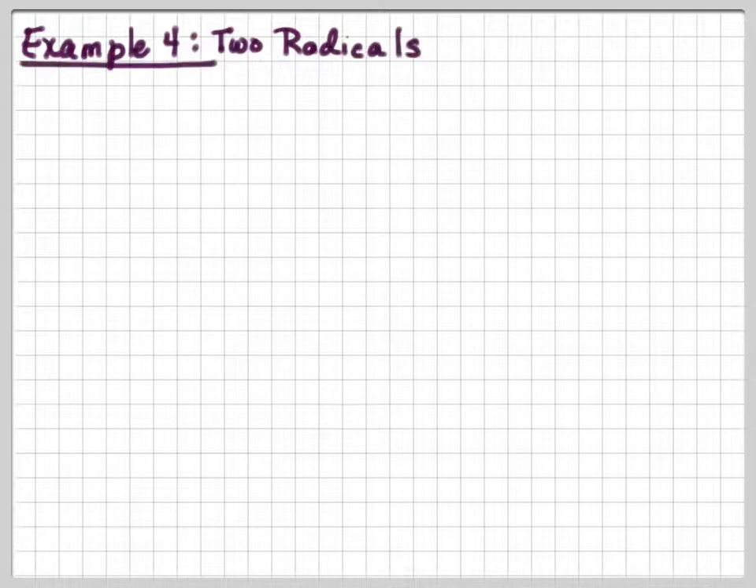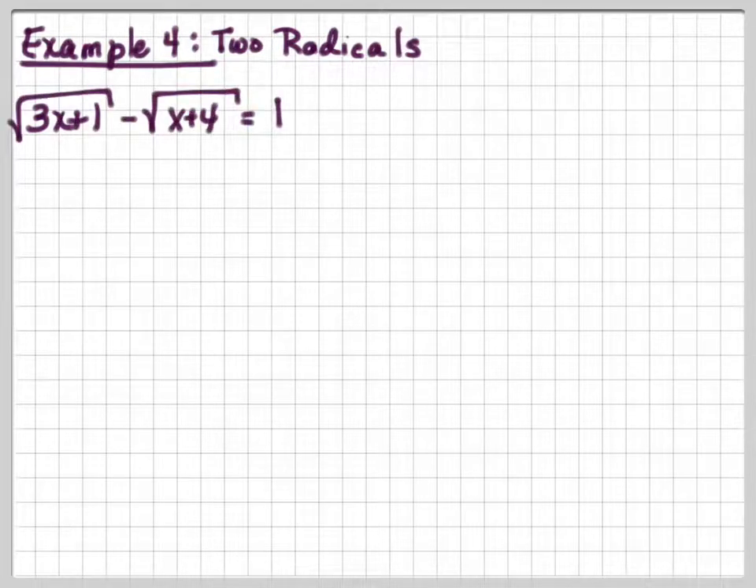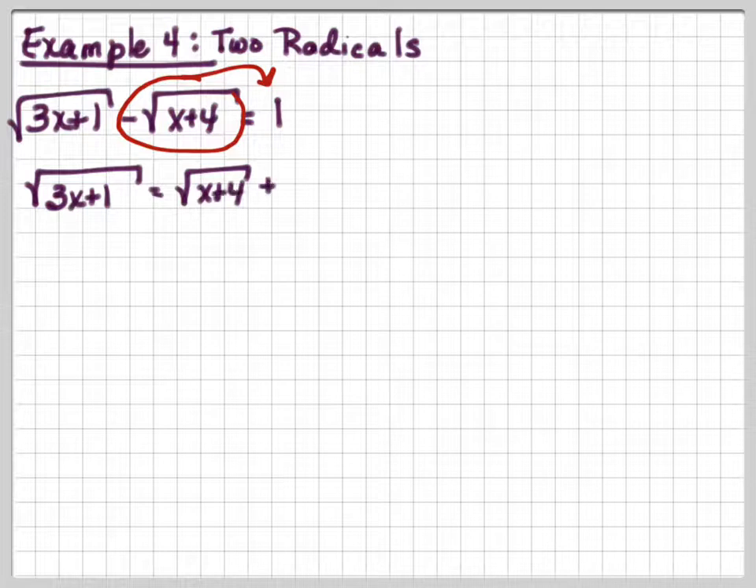Okay, example number 4. When we have 2 radicals, we have to go through this process twice. So if I have square root of 3x plus 1 minus square root of x plus 4 equals 1, you can use either one of those radicals, but I'm going to choose to move the negative square root of x plus 4 to the other side. So, square root of 3x plus 1 equals square root of x plus 4 plus 1. Now we have this by itself, and it's just a square root, so we're going to square both sides.